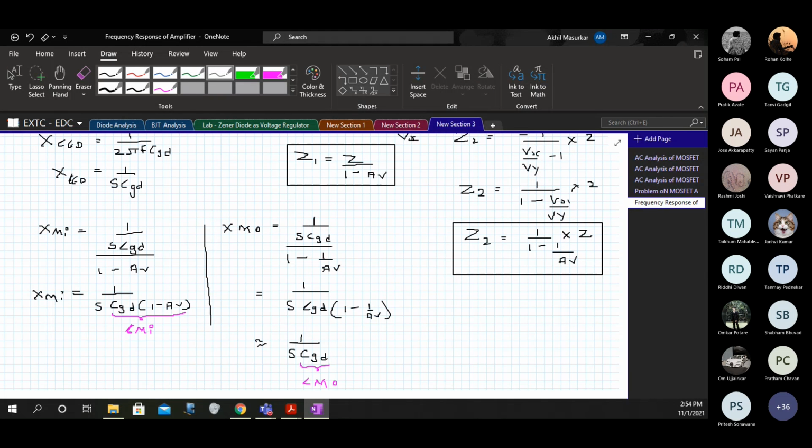Next class, we will quickly see the frequency response of CS MOSFET amplifiers, and then we'll directly move to large signal amplifiers.